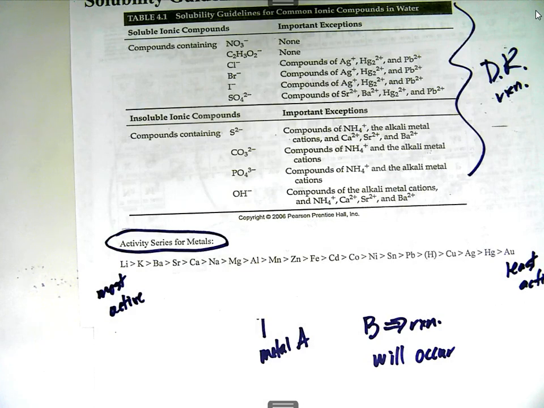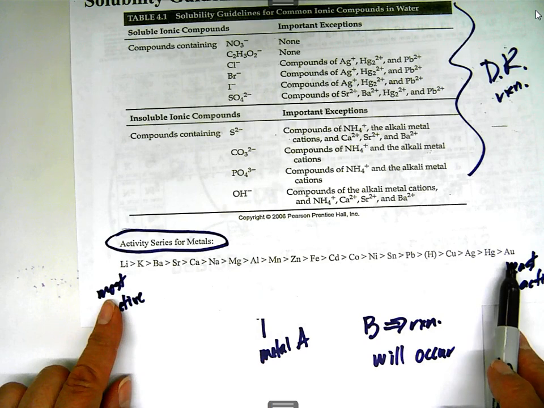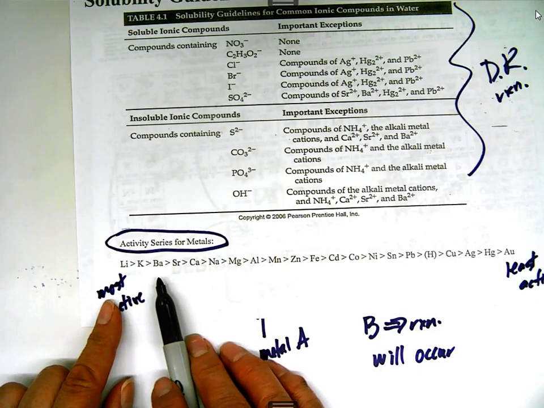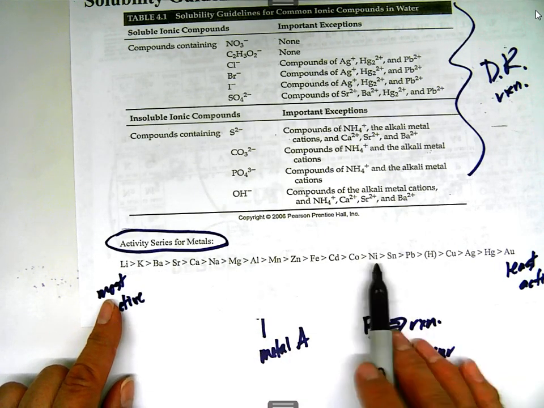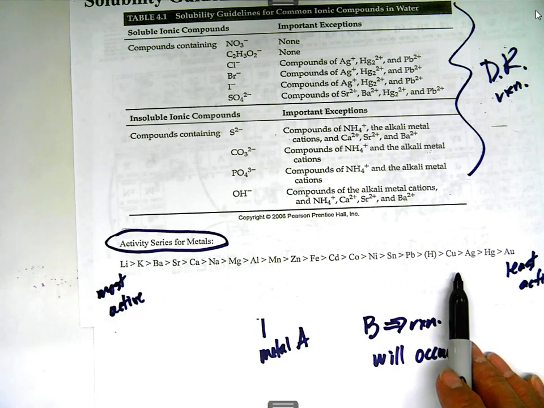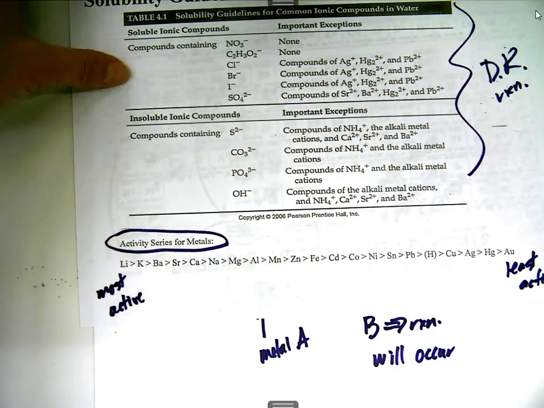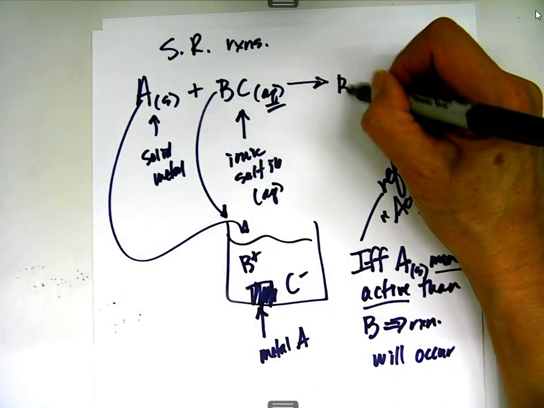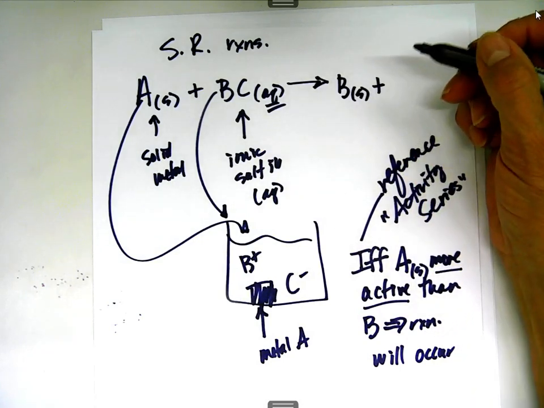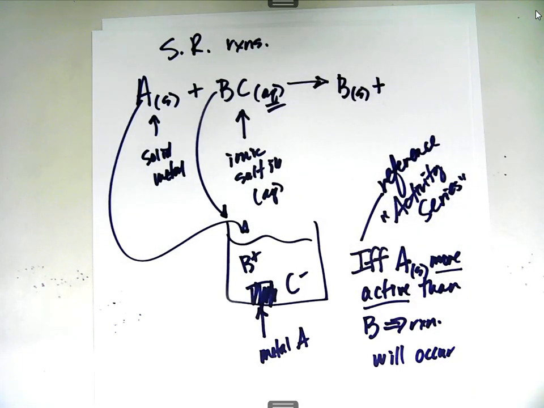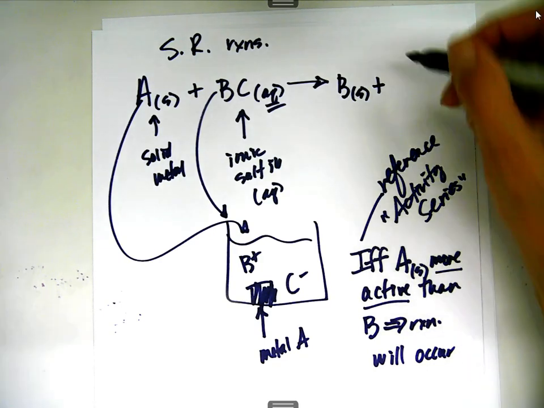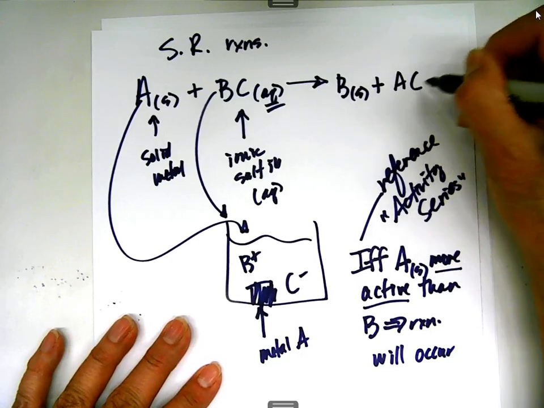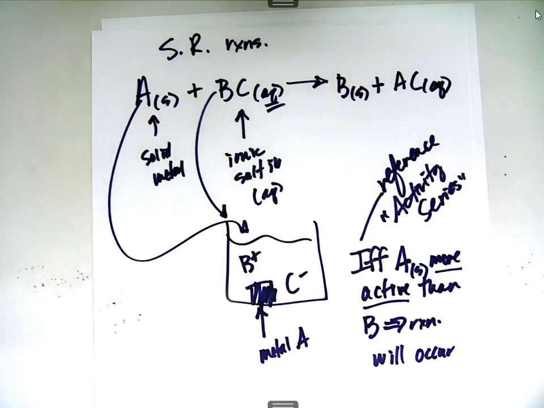So there's the ranking of all the elements that you might come into contact with, the most active to the least active. So the A would have to appear up here before the B in order for the reaction to occur. So the metal that's the solid has to be more active than the aqueous solution. So what happens there is now B comes out of the solution, and what else are we going to have besides B when it comes out of the solution? We're going to have AC now in aqueous solution.